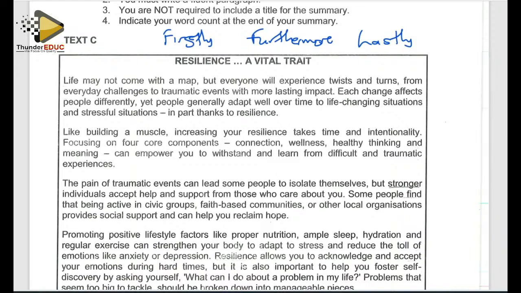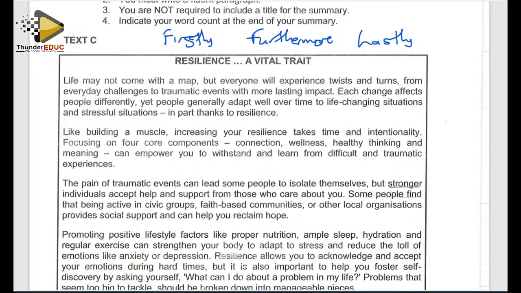Our title was Resilience, a Vital Trait. That was text C. And as such, we are supposed to find only the points that are touching on benefits of being resilient. Let's begin. Life may not come with a map, but everyone will experience twists and turns, from everyday challenges to traumatic events with more lasting impact. Each change affects people differently, yet people generally adapt well over time to life-changing situations and stressful situations, in part thanks to resilience.